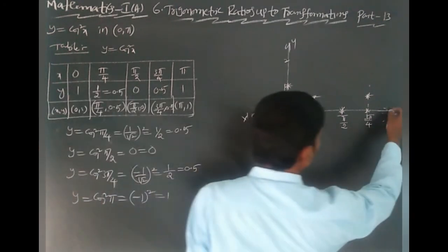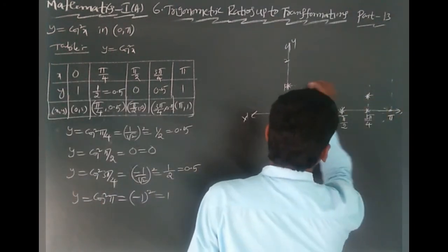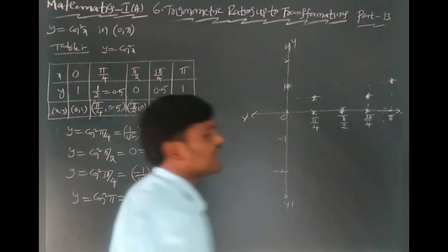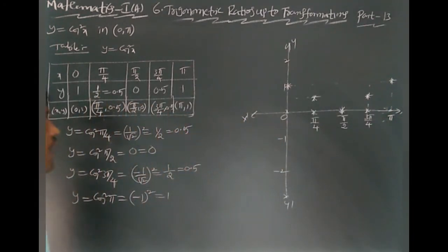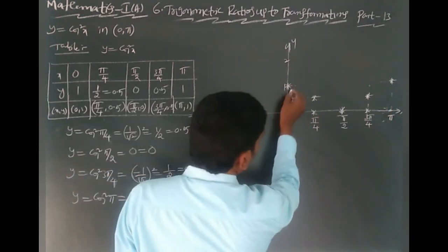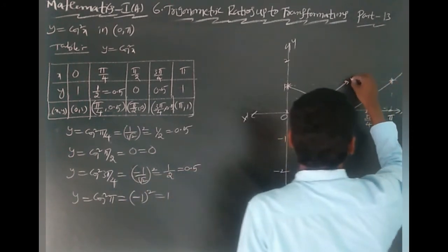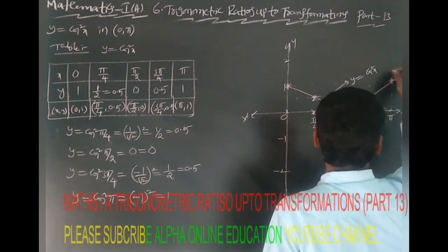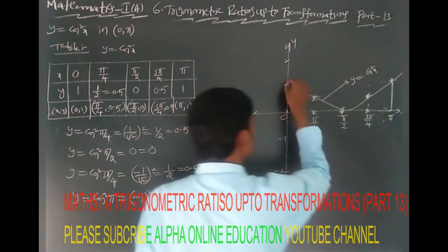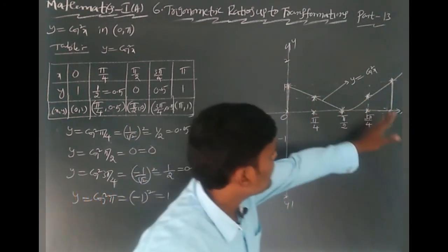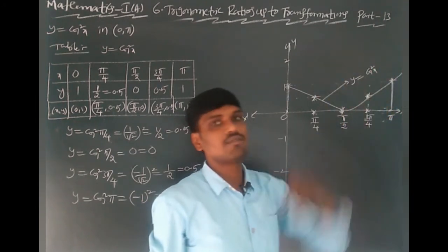Next pi comma 1. This one is pi and this one is the x. This is the point pi comma 1. After that, join all values. This is the graph. This graph is y is equal to cos square x in the interval 0 comma pi. Y is equal to cos square x graph is this one.